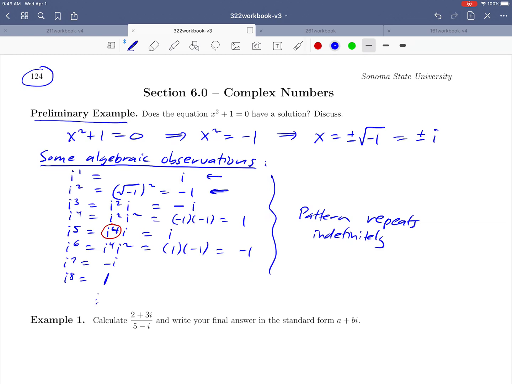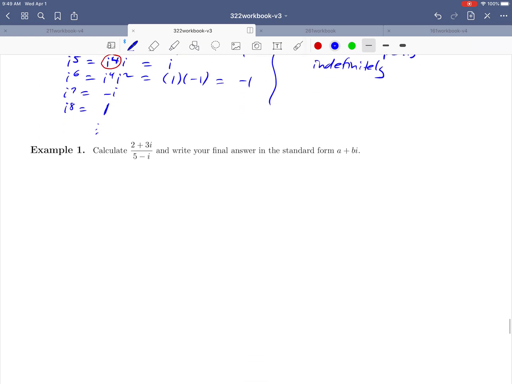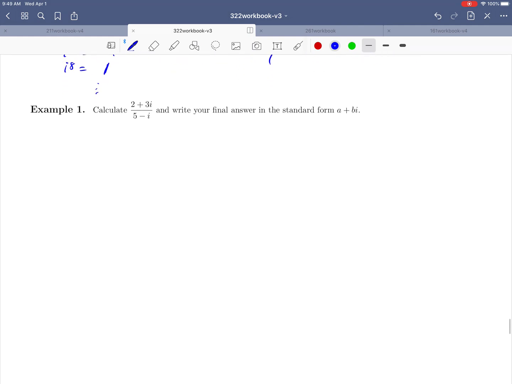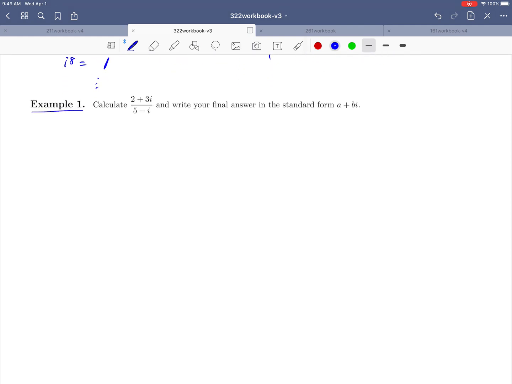Okay, so with that observation, let's do a quick example here together. Example 1. It would like us to do some arithmetic with complex numbers. So we've got a ratio, 2 plus 3i over 5 minus i, and it would like us to write our answer in the so-called standard form, a plus bi. Turns out that every complex number can be written in this standard form a plus bi if we're willing to do a little bit of algebra. How does that work in this case?